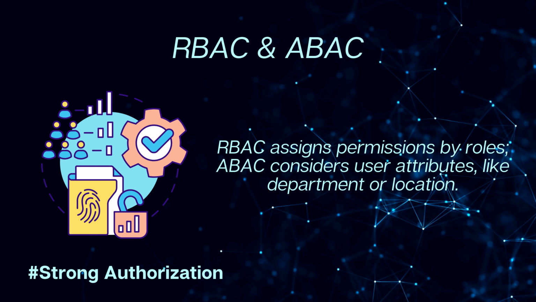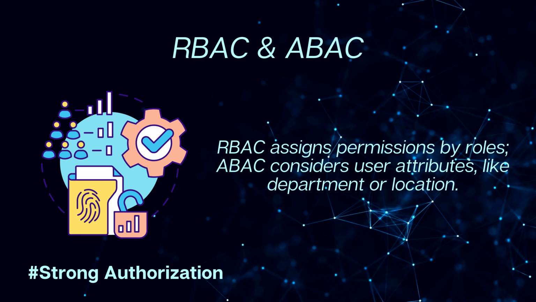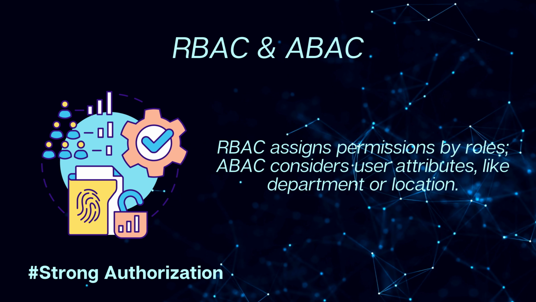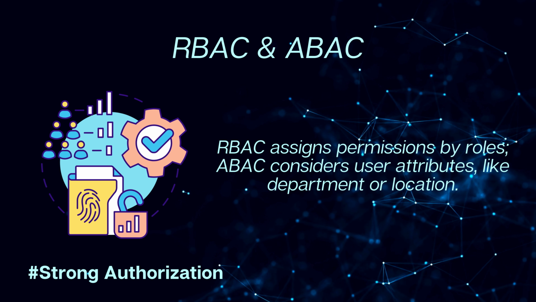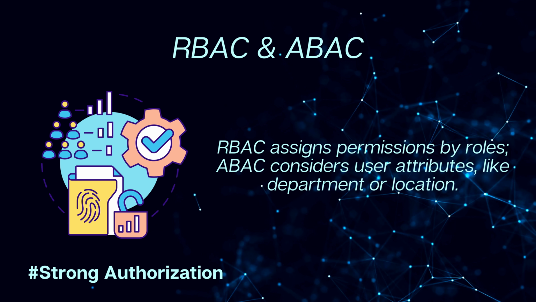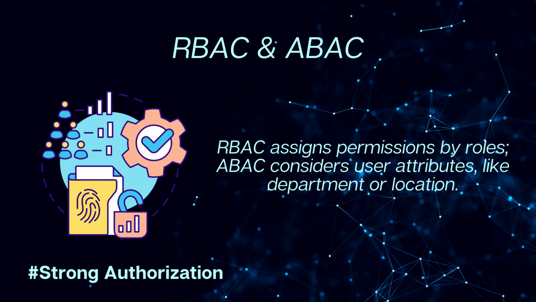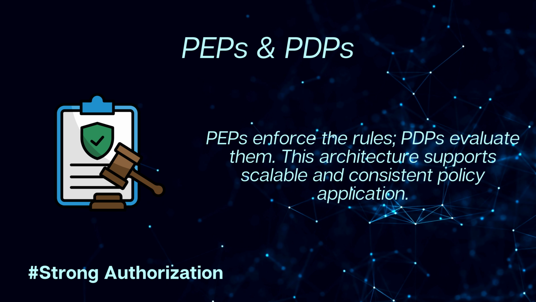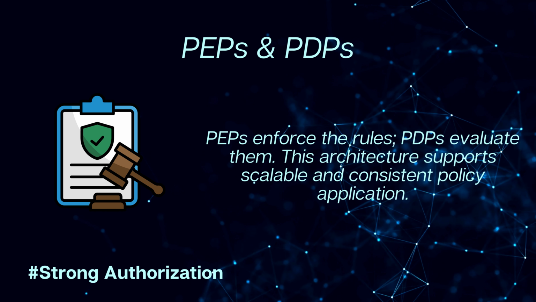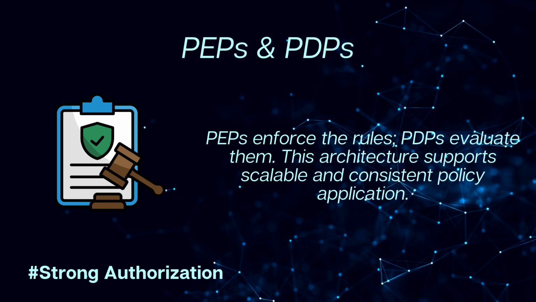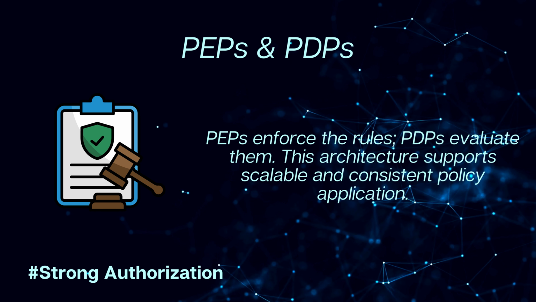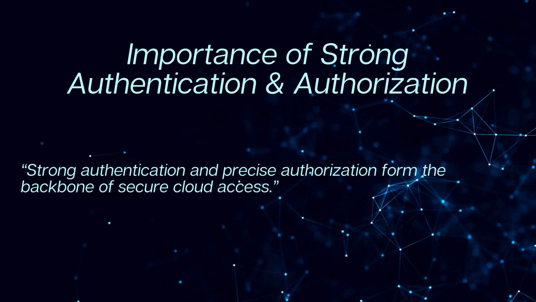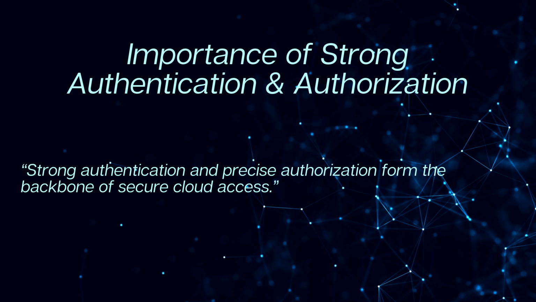Role-based access control or RBAC and attribute-based access control or ABAC. RBAC assigns permissions by roles. ABAC considers user attributes like department or location. Policy enforcement points, PEPs, and policy decision points, PDPs. PEP enforces the rules and PDP evaluates them. This architecture supports scalable and consistent policy application. Strong authentication and precise authorization form the backbone of secure cloud access.